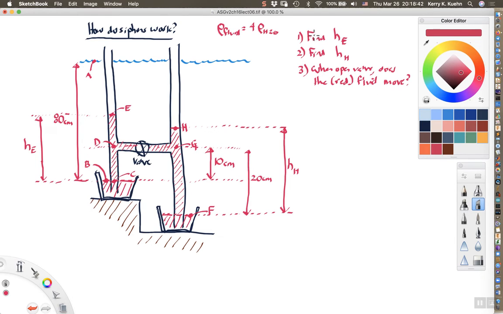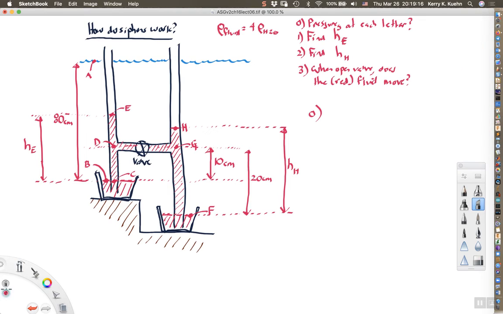And by the way, we want to find the height of V. We also want to find the pressures at the various points. So maybe I'll say 0.0 is we want to find the pressures at these various points, the pressures at each indicated letter. Put a question mark here, even though that's not a question. Okay, so first of all, I'm going to get rid of that and that. What is the pressure up there at point A?